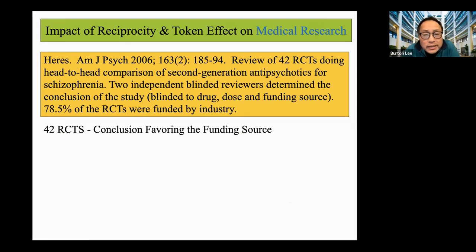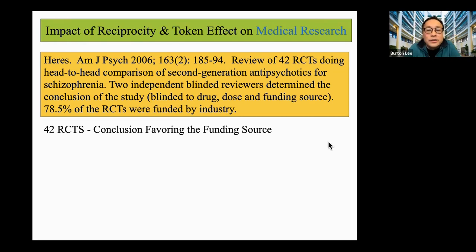And as a concrete example of something like this, this is actually a pretty humorous paper, but it's a paper looking at 42 RCTs of head-to-head comparisons of second-generation antipsychotics for schizophrenia. Okay, so these are drugs like olanzapine and quetiapine and things like that. It's a head-to-head comparison, meaning the two active drugs are being compared to one another. So there's not a placebo group here, but it's two drugs that are saying our drug is better than their drug, kind of thing.